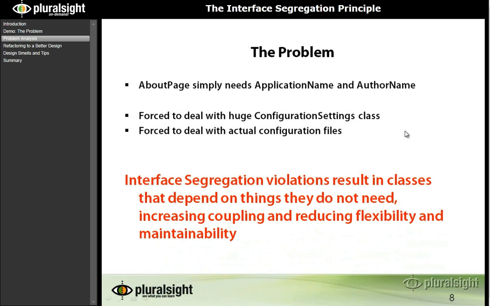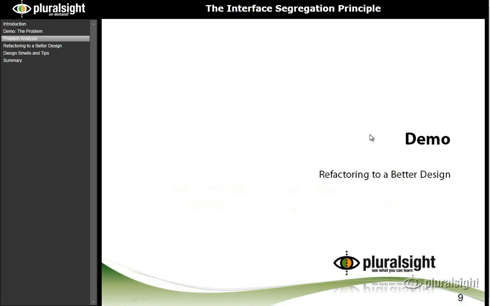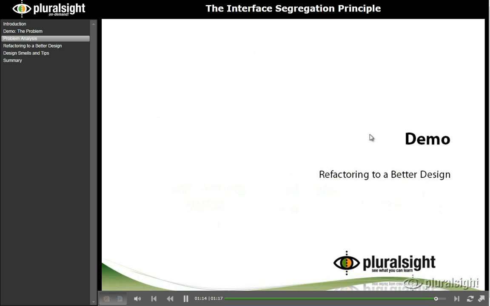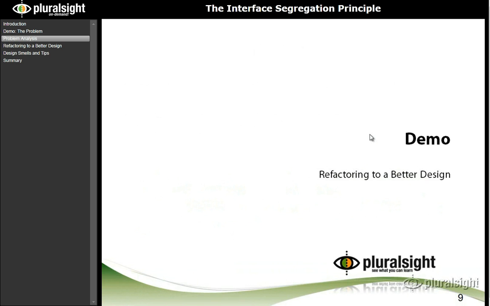So interface segregation violations result in classes that depend on things they don't need, which increases coupling and reduces flexibility and maintainability. Let's go ahead and look at how we can refactor our design to make it conform with the interface segregation principle and take care of some of these problems.